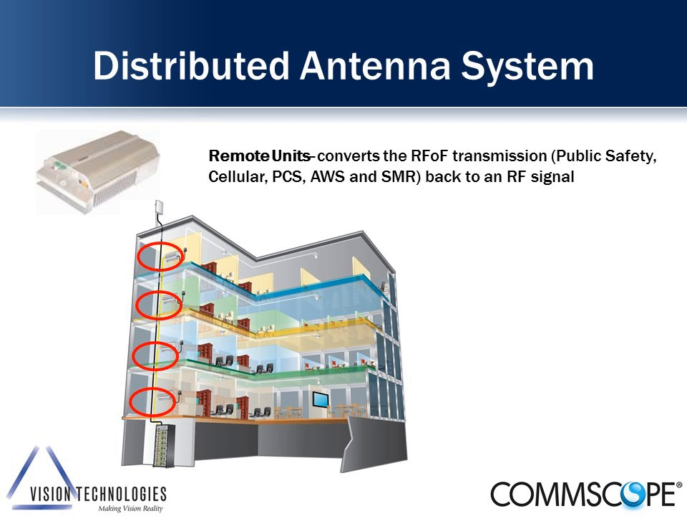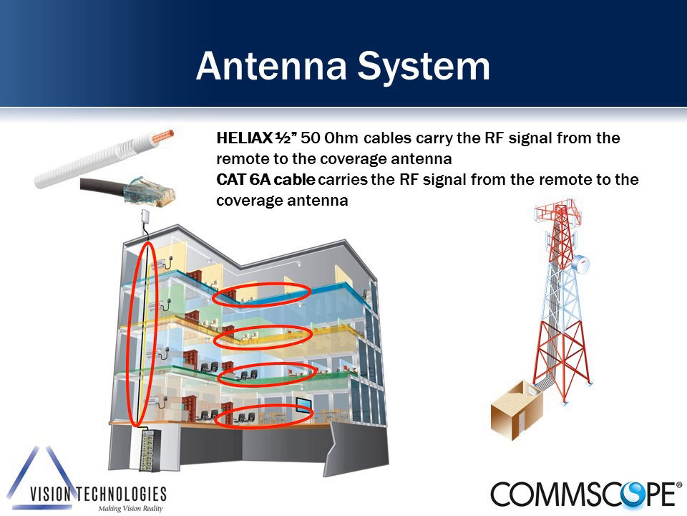Covered that. So the remote units, what happens there is they actually have amplifiers and converters built into them for all their respective frequencies. And what they do at that point is they take that light that comes in, they convert it back to RF, and then we feed the antennas in a couple different ways. One of the ways we can do that is with half-inch coax, basically going out to antenna points. We can also use Cat 6A, which is more of a structured cabling situation, and it's something that many people would prefer using going out to the antennas.